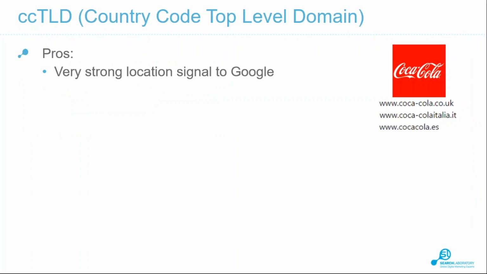So the first approach, country code top-level domain. The example that I've used here is Coca-Cola. You can see their UK website, Italian and Spanish websites on the right-hand side. The main benefit of this approach is that it's an extremely strong location signal to Google and to all search engines in terms of the audience that you want to target and the country in which they reside. Another really strong advantage, it does have a real trust element amongst your audience. There are certain markets that we have dealt with and through our experience really do benefit and really do favour their own country's top-level domain.